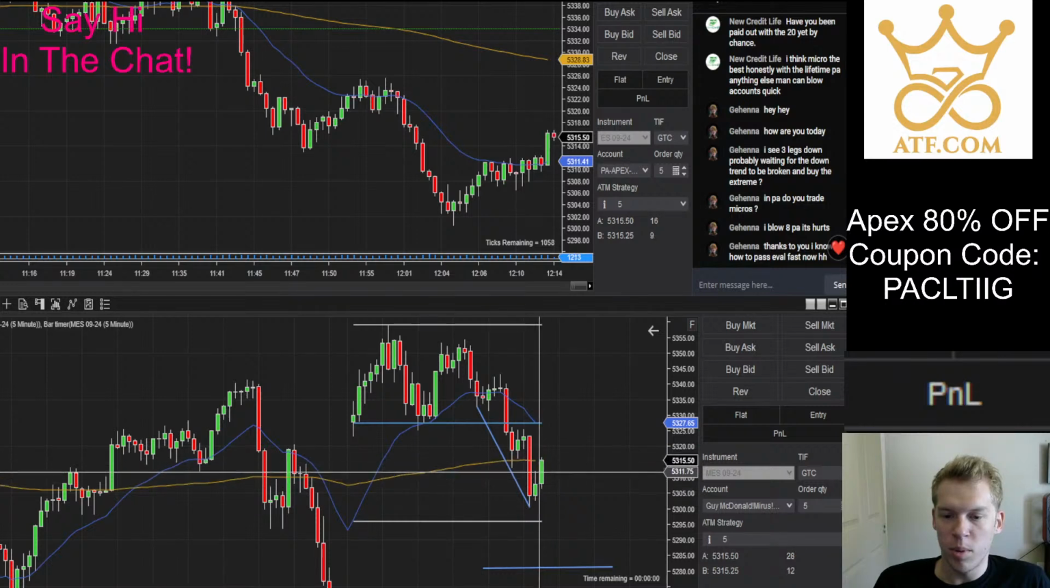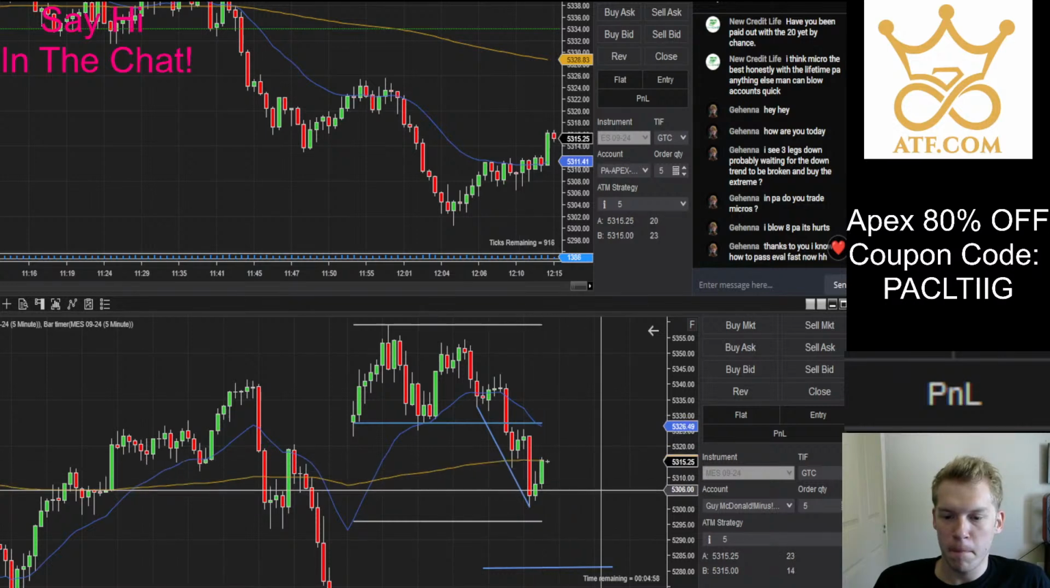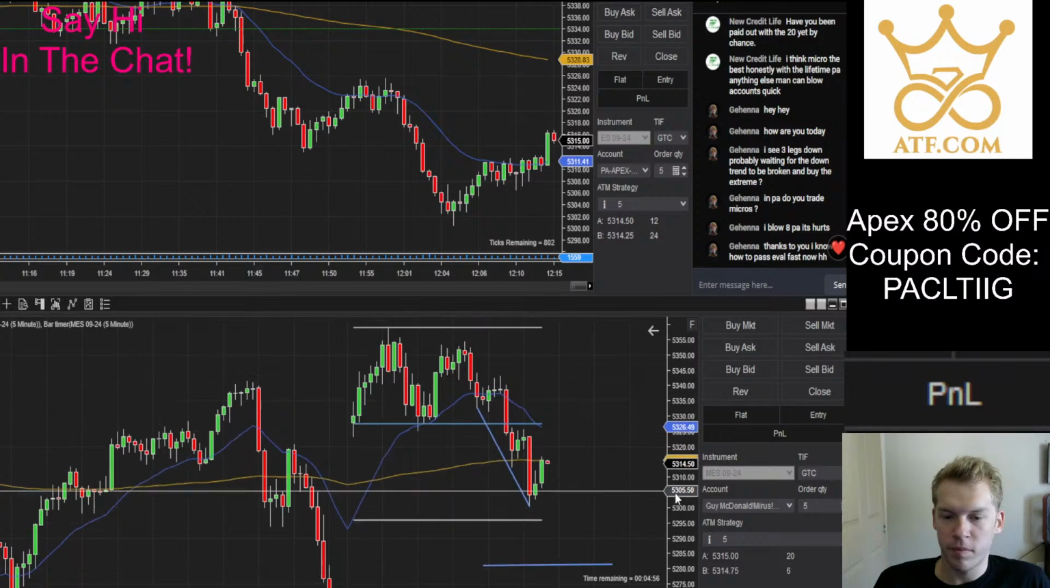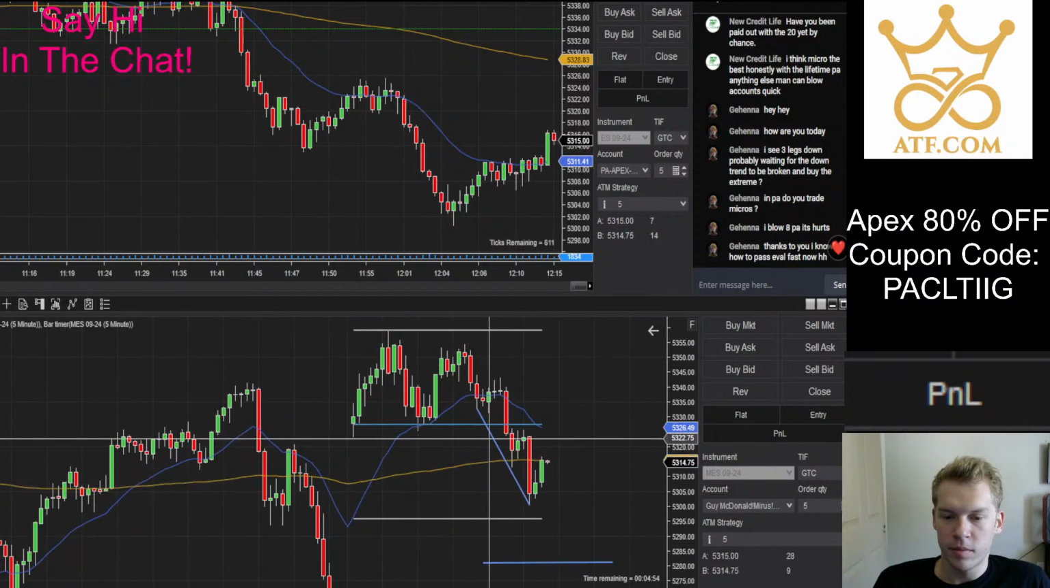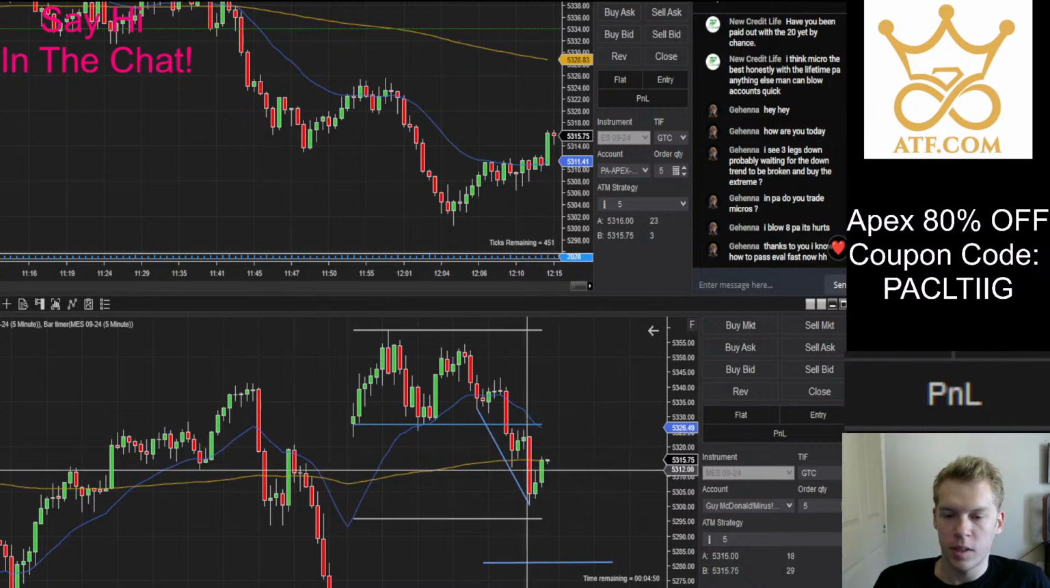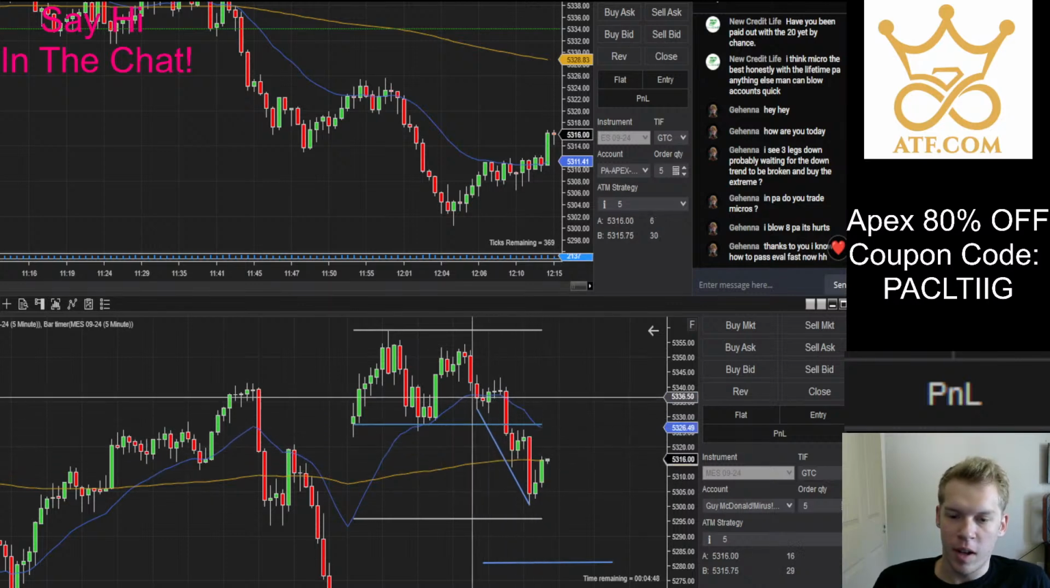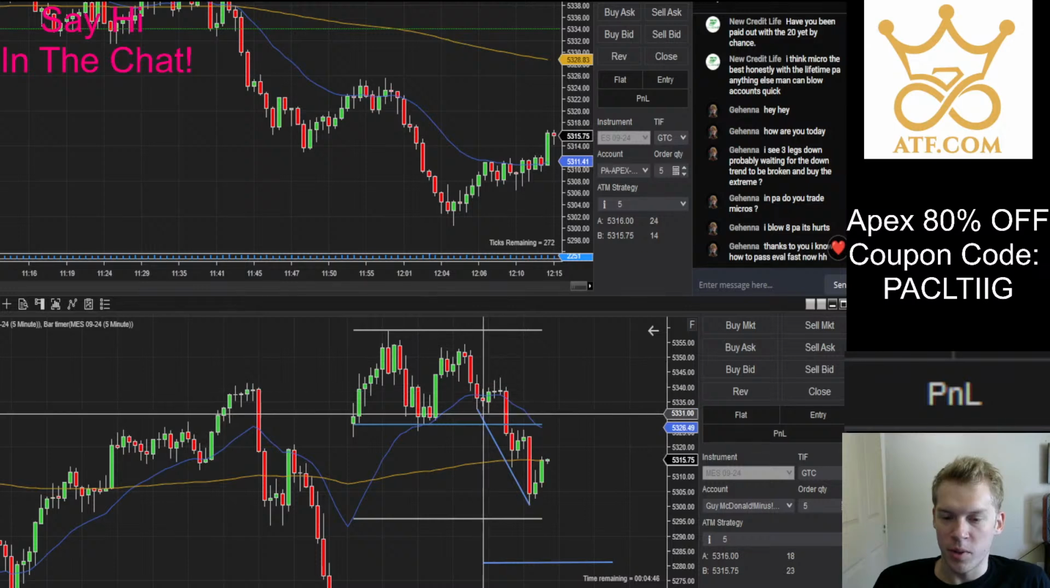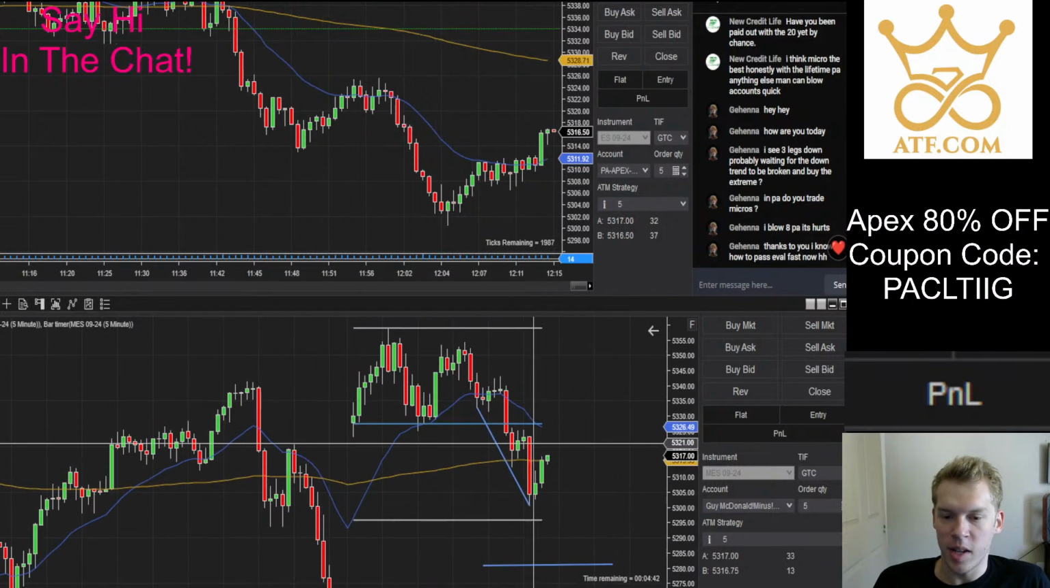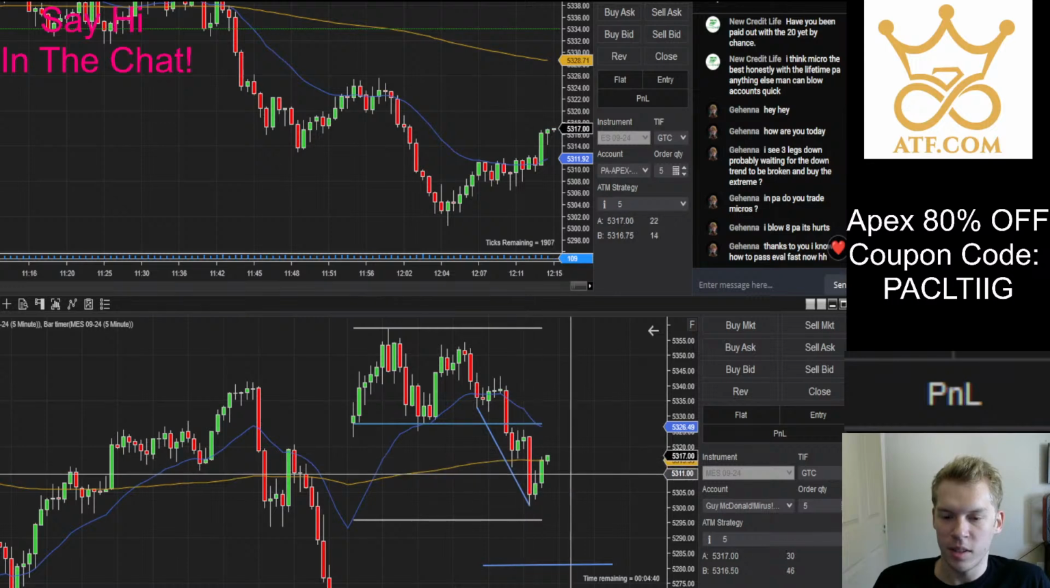So good looking bull bar here. I do just feel like trading range here. It's kind of confusing. We have a lot of overlapping bars.